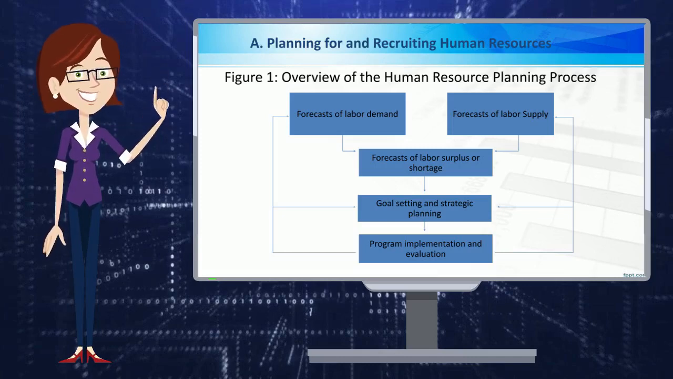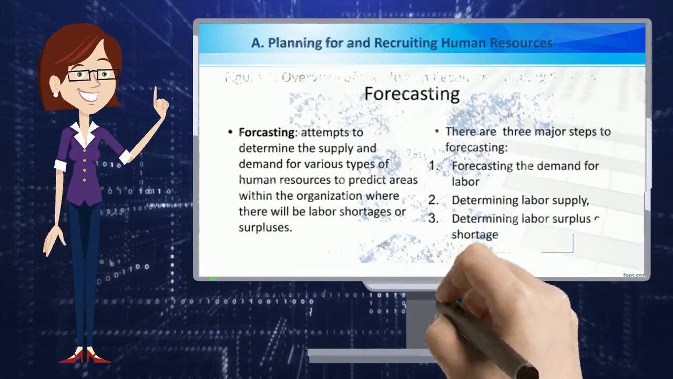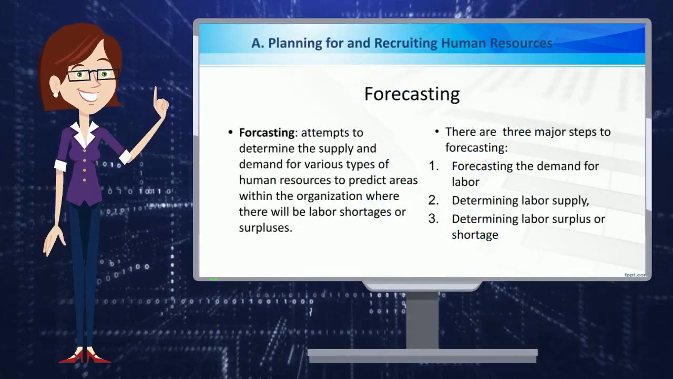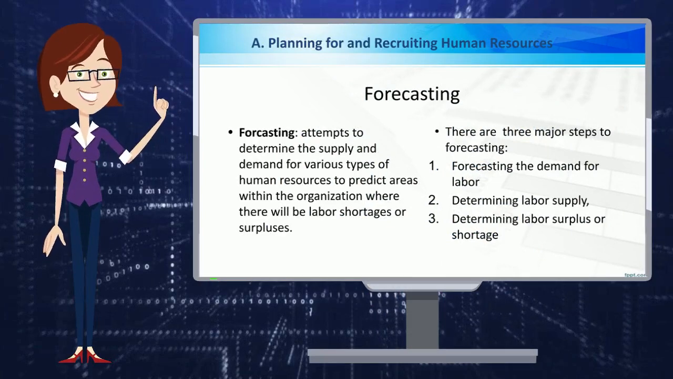Implementation and evaluation. Before we discuss further this chart, let me first define what forecasting is. Forecasting attempts to determine the supply and demand for various types of human resources to predict areas within the organization where there will be labor shortages or surpluses.